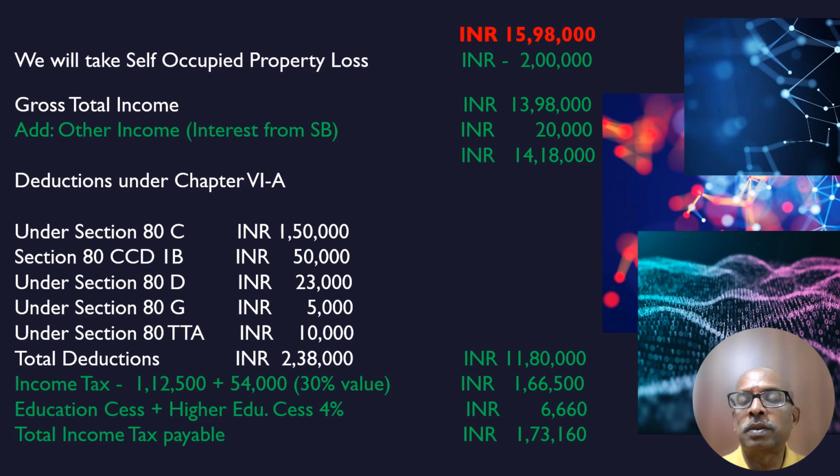80G is for donations. National Defense Fund, Prime Minister Relief Fund, Chief Minister Relief Fund, they all get a 100% rebate, and many other things. You have to see the list, and for others other than these major ones, they will give a specific period.